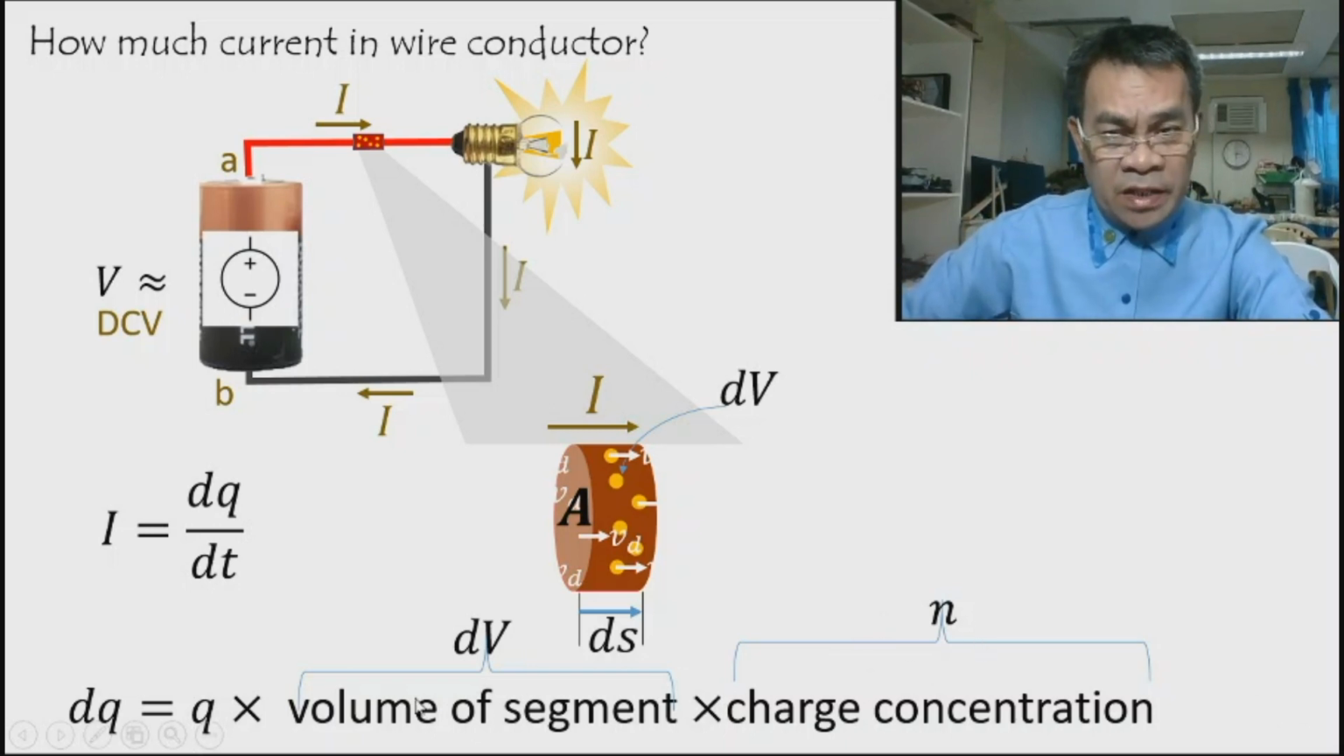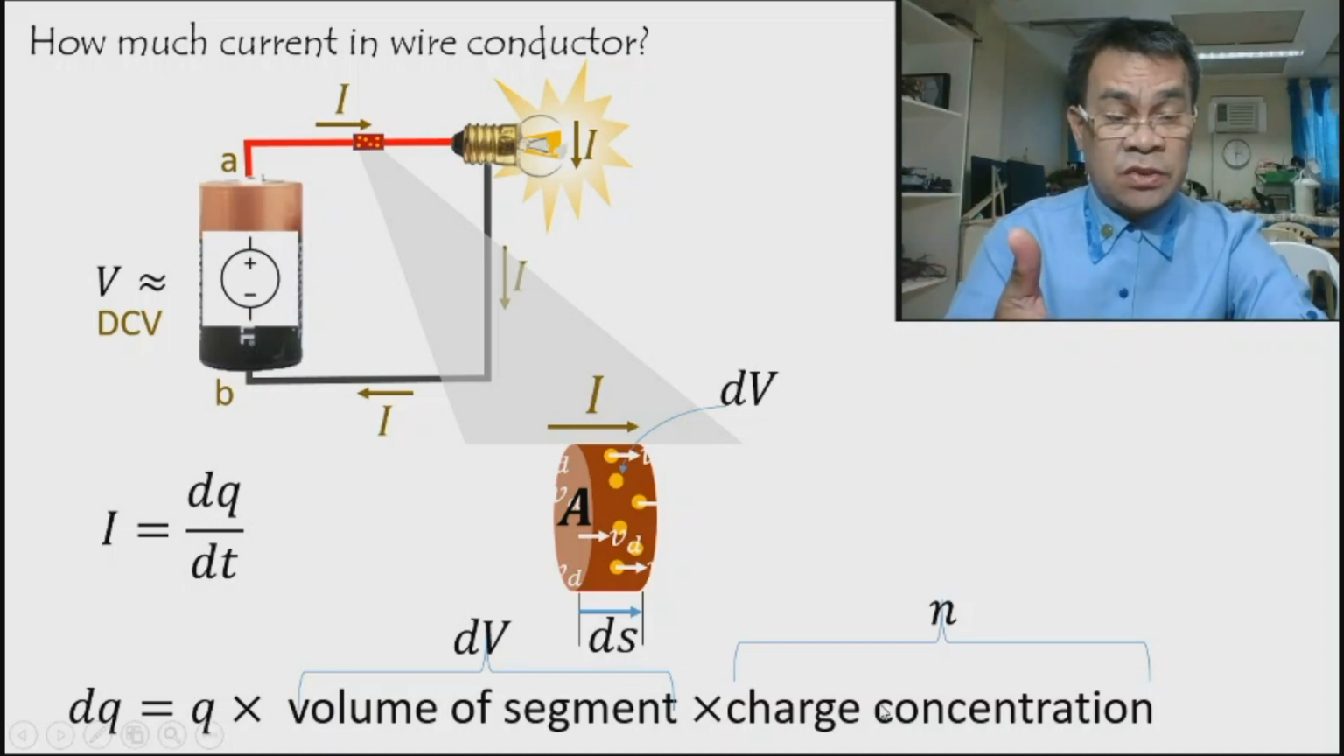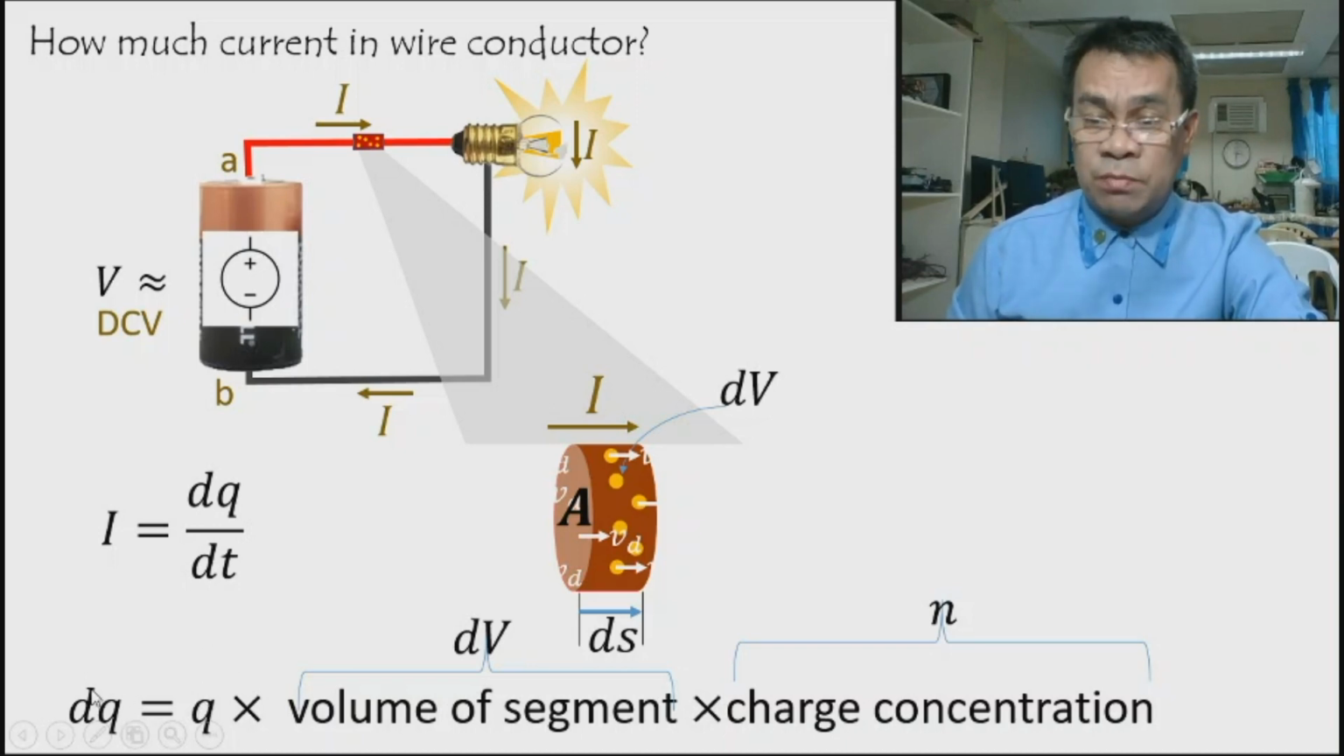We will multiply that by the volume of the segment and the charge of a single particle, which is the electron. Take note that the unit of the volume of the segment is cubic meter, and the unit of the charge concentration is per cubic meter, so the cubic meter will cancel. We multiply that with a single charge, whose unit is coulomb. Therefore, dq should be in coulomb.